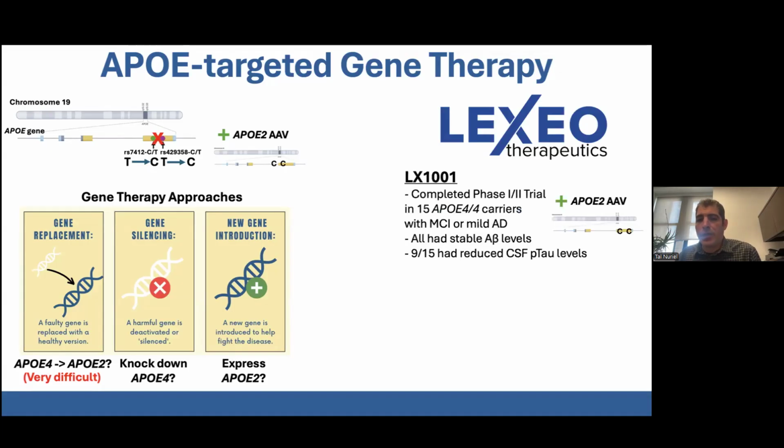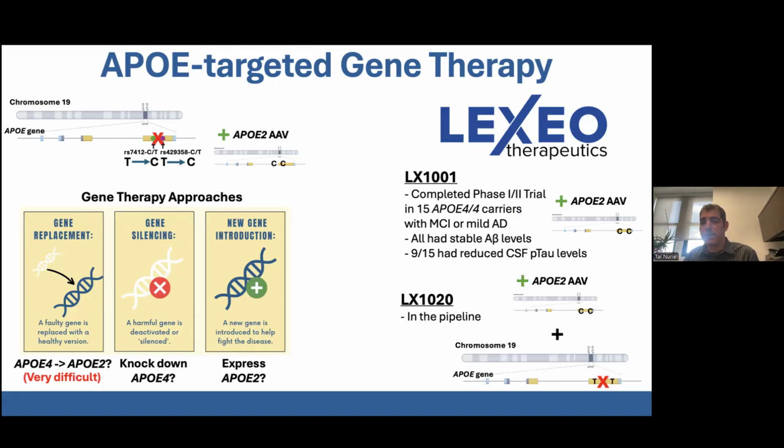They actually have a drug that completed phase 1, phase 2 in, I think, 15 APOE4 carriers with MCI or mild AD, where they basically did the third approach, which is just overexpress APOE2 in the brain of APOE4 carriers. And they showed that they could at least stabilize A beta levels, and they did reduce CSF phospho-tau to some degree in some of the patients, some of the individuals.